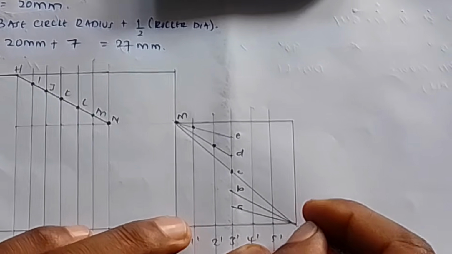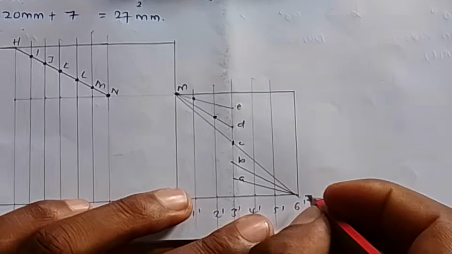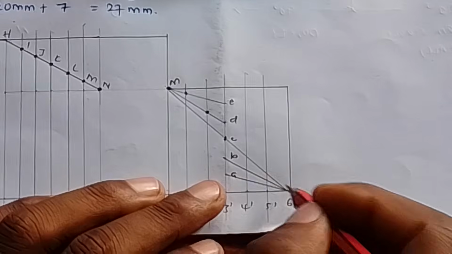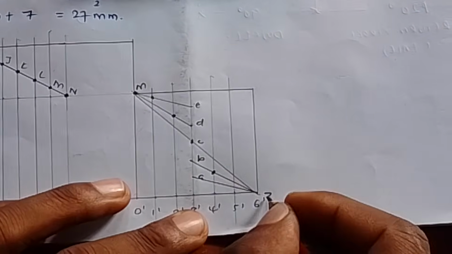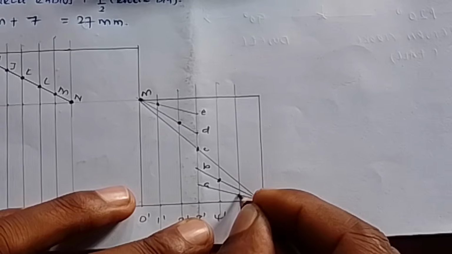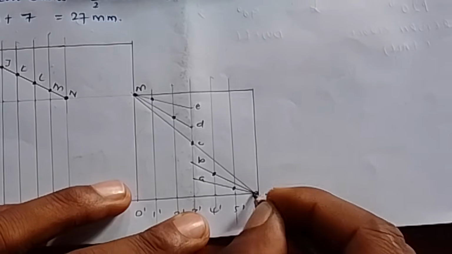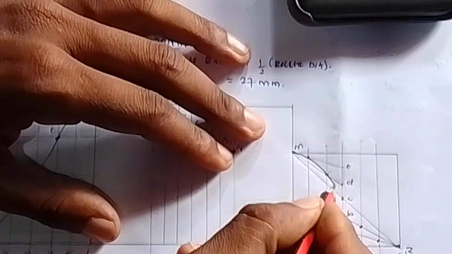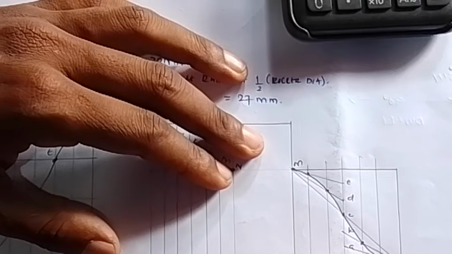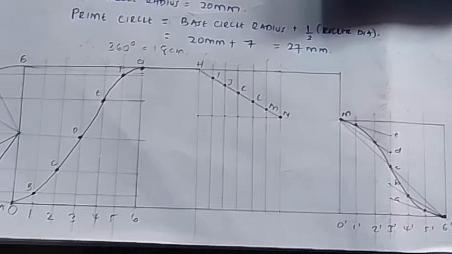Where line, let us call this Z, where line ZB is intersecting with 4 prime, the next again make a mark. Where line ZA is intersecting with 5 prime, make a mark. Where line Z is intersecting at this particular point, make a mark. Then draw the parabolic curve like that.